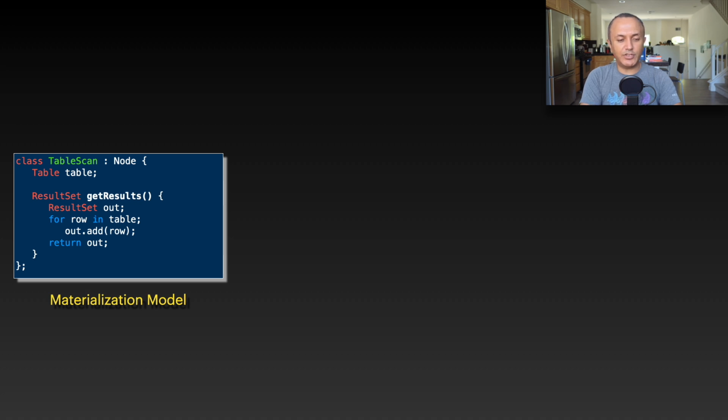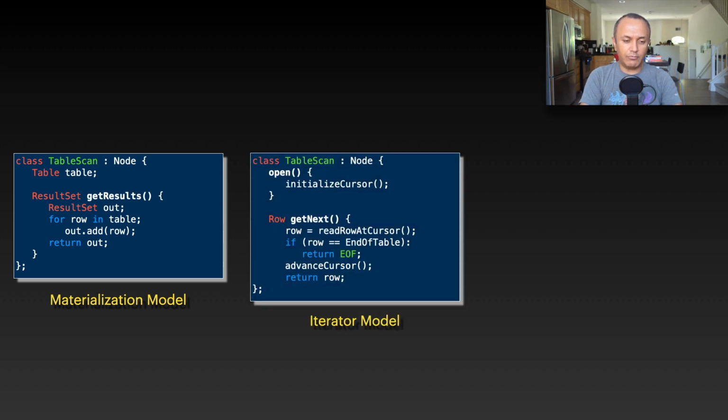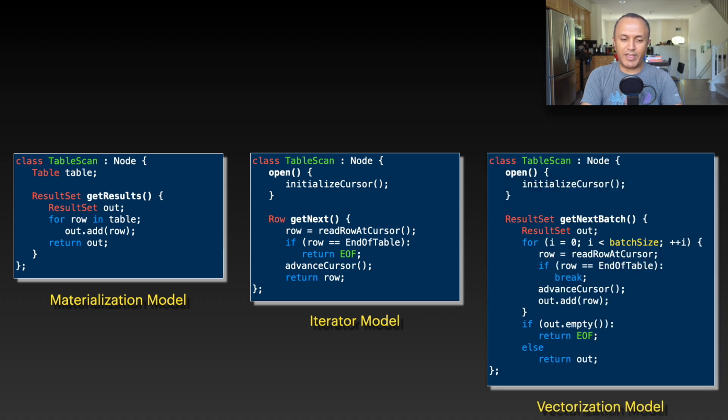So in the materialization model, that was the implementation that we've seen. Just iterate over the table, and return all the rows. In the iterator model, it had to use that cursor, get the next row at the cursor, also take into account if it's an end of file or not, and advance the cursor. Now for the vectorization model, it's even more complex than that, because aside from having to look for the end of file, you also have to keep track of the batch size and whether you've reached that batch size or not. So this is what the code for the table scan will look like in the vectorization model.